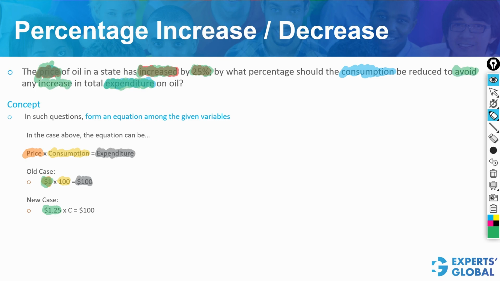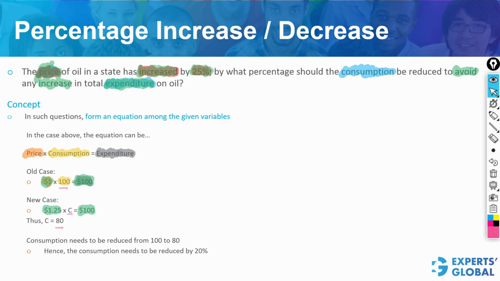So the consumption was 100 earlier. It stays $100 even after price increase. So what must be the new consumption? It turns out to be 80. You see, the consumption was earlier 100, now it is 80. Therefore, to avoid any increase in expenditure, consumption needs to be reduced from 100 to 80. Therefore, the consumption needs to be reduced by 20%. That's our answer, a 20% reduction.